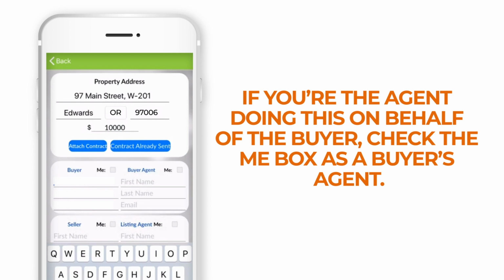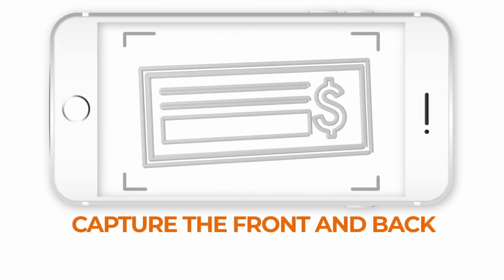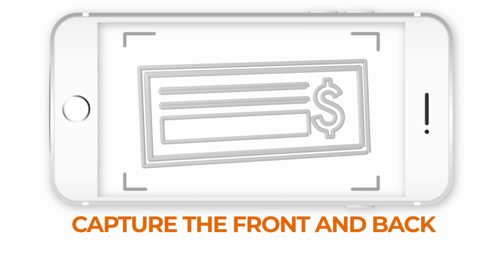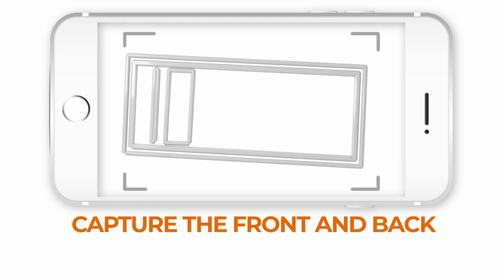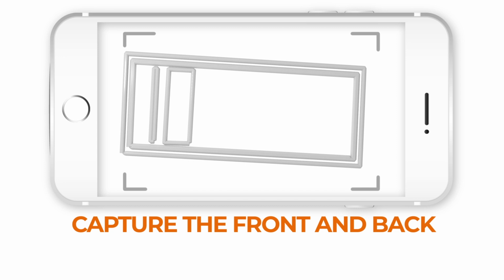Once you've submitted all that information, click Capture on Android or Paper Check on iPhone. This will take you to a screen where you'll capture a picture of the front and back of the earnest money check made payable to Stewart Title.